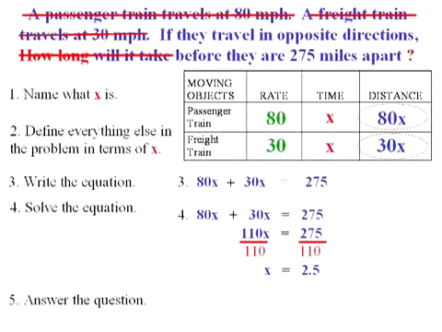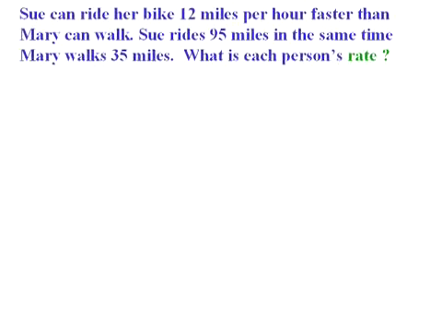I have to answer the question. The question is, how long before they're 275 miles apart? How long in time? Well, since the unit of time that we used was hours, I know that the answer is 2.5 hours. And that's your answer. Note that whatever unit goes in is going to be the unit that comes out. Let's try another one.